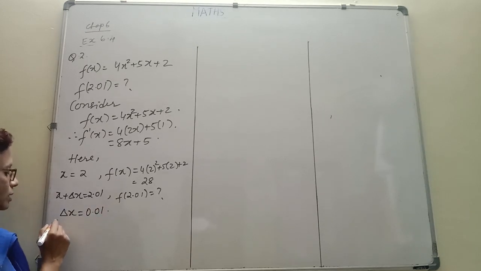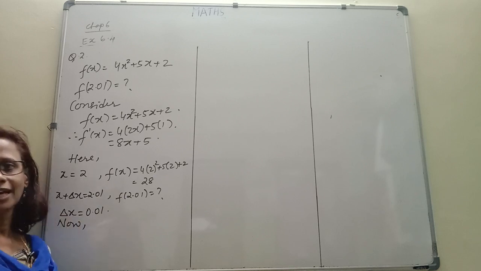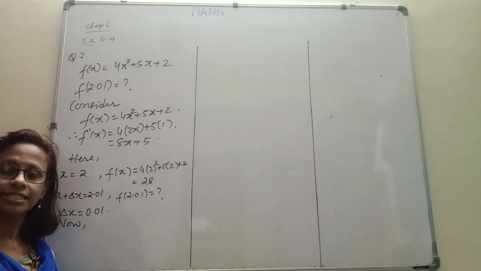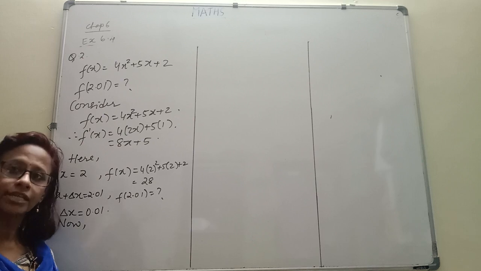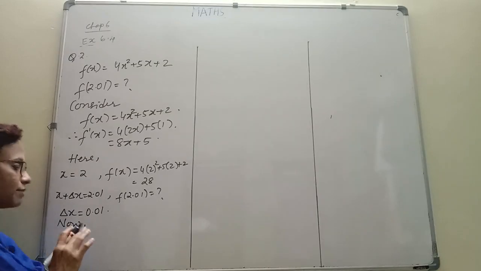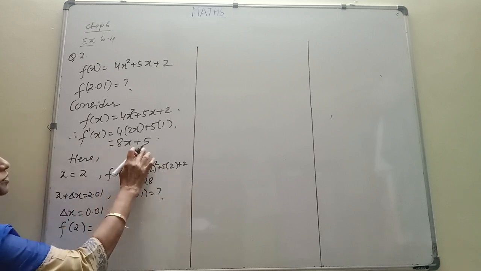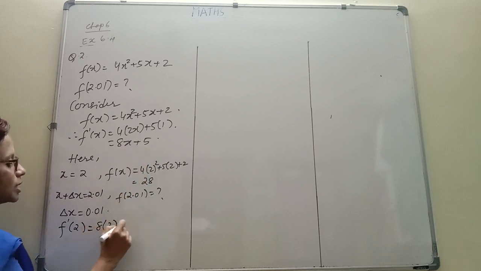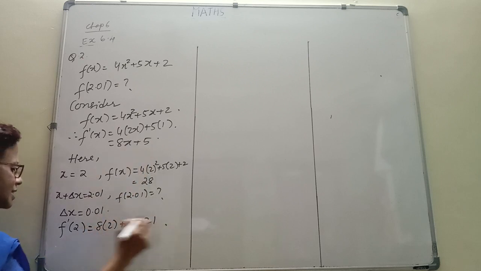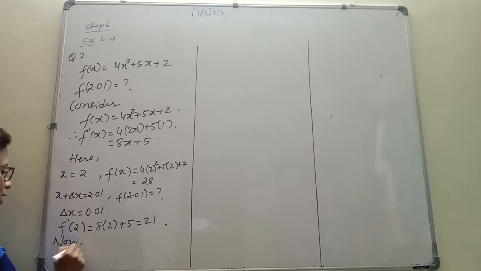Like before, where we said that dy by dx into delta x is y plus delta y minus y, the same kind of condition we will derive here. To be on the safe side, we will also find f dash at 2. That will make the next step very easy for us. F dash we know, so f dash at 2 is going to be 16 plus 5, 21. Easy only. So let's now come to that step.